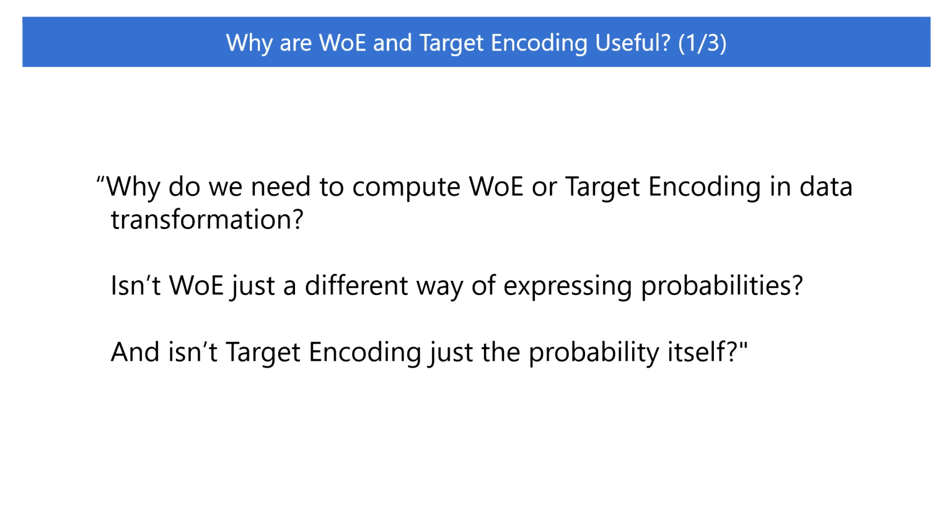Let's take a moment to discuss a question that often arises in applied data science. Why do we need to compute weight of evidence or target encoding in data transformation? Isn't weight of evidence just a different way of expressing probabilities? And isn't target encoding just a probability itself? This is an important question because it forces us to think not just about what we calculate, but why we calculate it.